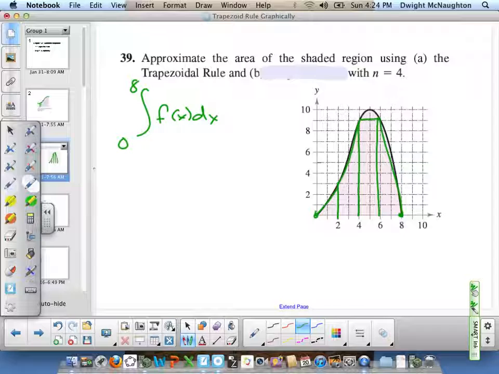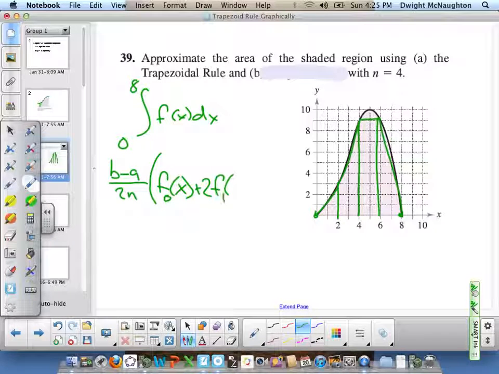Now, because our trapezoids all have the same width, we can just do b minus a over 2n times f of the first one plus twice f of the second one, or second height, and so on all the way till the end, where we do just once times the last one. So b minus a is 8 minus 0. We're using 4 trapezoids. 2 times 4 is 8.